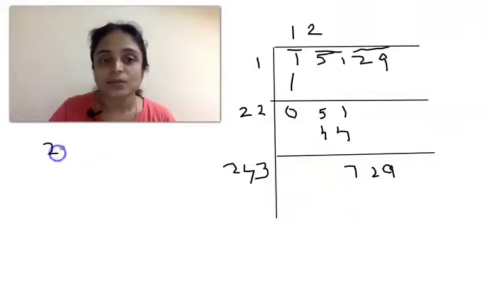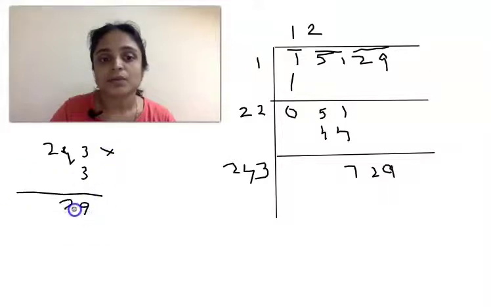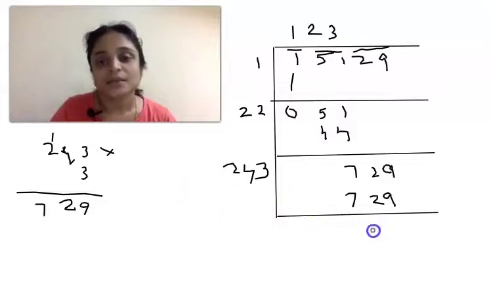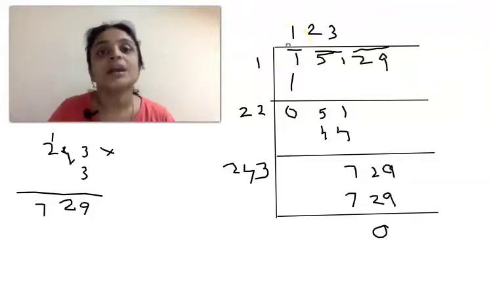So, let us see 243 into 3. 3 3s are 9, 4 3s are 12, 6, 7. So, 3 is that number. 729. Then, remainder is 0, which means this is a perfect square. And 123 is the square root of 15129.